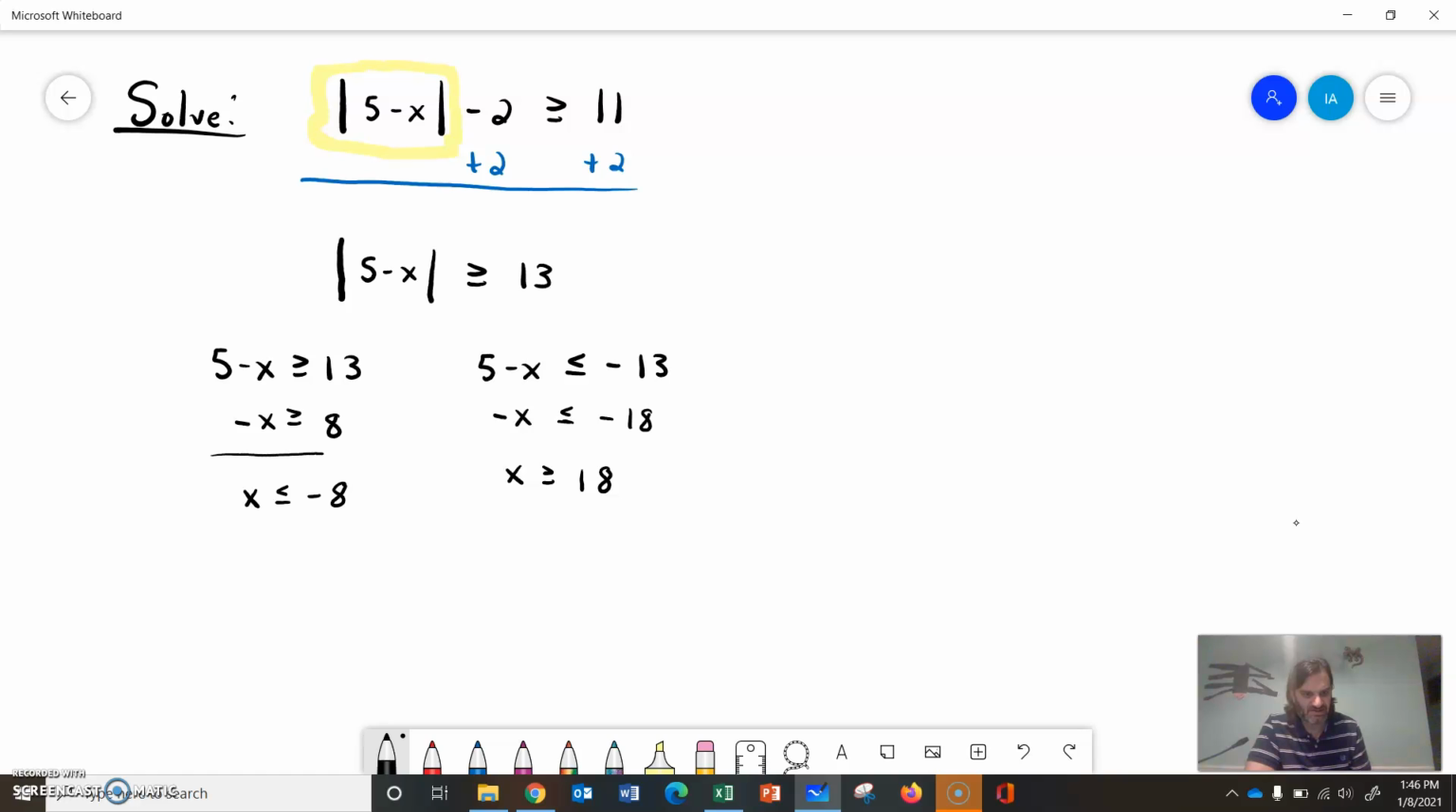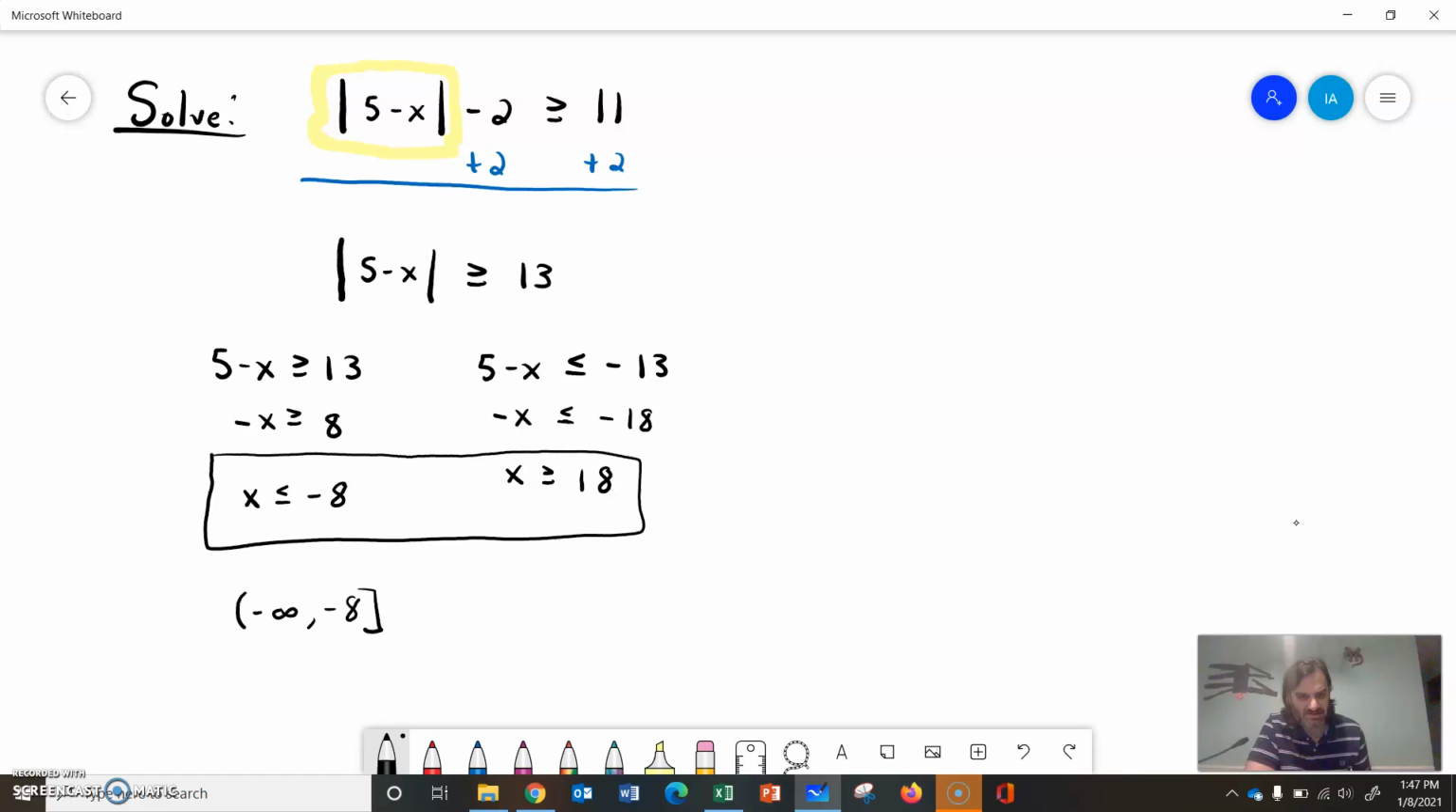So if we've done this correctly, we have 2 separate places on the number line. So first of all, this is our answer in inequality notation, which is fine, but just to make sure you're good with interval notation, x less than or equal to negative 8, well, that looks like negative infinity to negative 8 with a bracket. And then since they're disjoint, we'll use that union symbol I've showed you. And then the other one, x greater than or equal to 18, we'll start with the bracket and include the 18 all the way up to infinity.